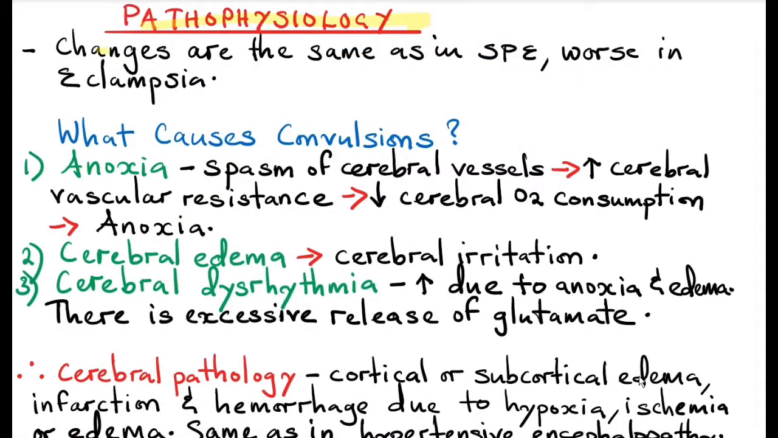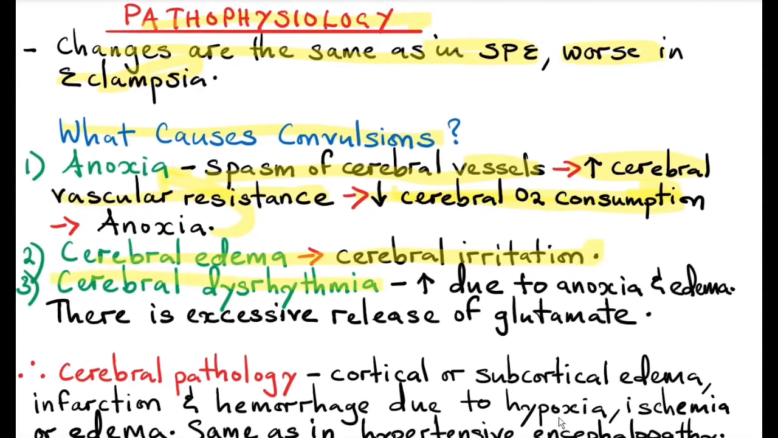Pathophysiology. The organ changes are the same as in severe preeclampsia, but the changes are just worse in eclampsia. What causes convulsions? The spasm of the cerebral vessels, which results in increased cerebrovascular resistance, which in turn results in reduced cerebral oxygen consumption, which results in anoxia. So this causes hypoxic injury to the cerebral vessels. There's also cerebral edema, which causes cerebral irritation. Cerebral dysrhythmia, this is where there's abnormal transmission of brainwaves.